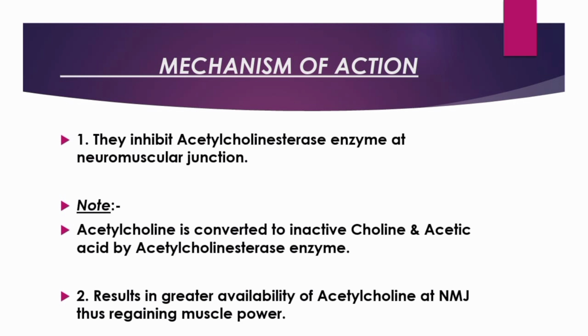Then moving to the next point, these drugs result in greater availability of acetylcholine at the neuromuscular junction, thus regaining muscle power. So if the enzyme acetylcholinesterase is inhibited by these drugs, then there is greater availability of acetylcholine. We can easily relate it: if the enzyme is helping the acetylcholine get converted to inactive choline and acetic acid, and the enzyme itself is inhibited by the anticholinesterase drugs, then there will be a much higher concentration of acetylcholine at the neuromuscular junction.